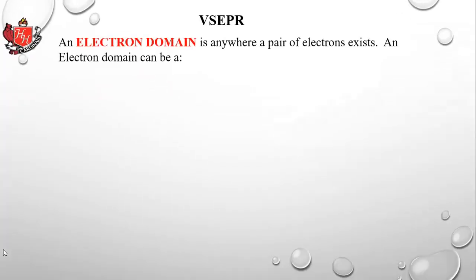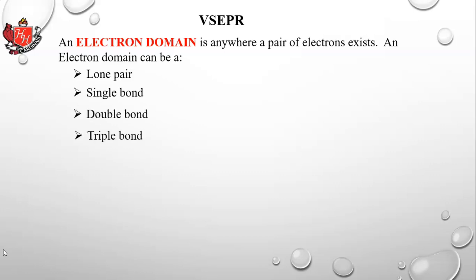So let's go through some definitions. An electron domain is anywhere at least one pair of electrons exists. An electron domain can be a lone pair, a single bond, a double bond, or a triple bond. Any of those four are considered to be one electron domain.